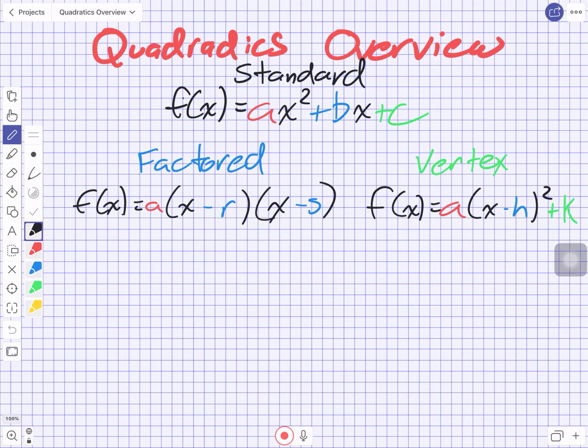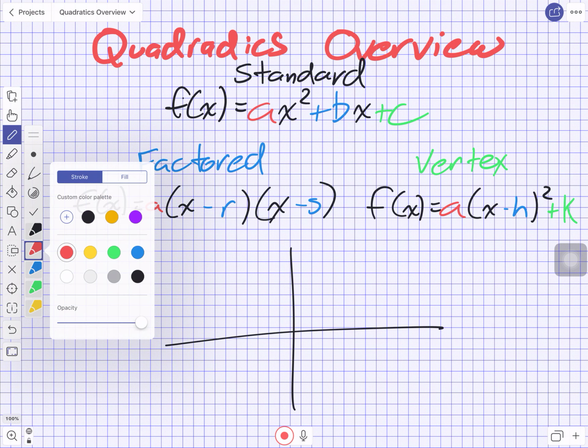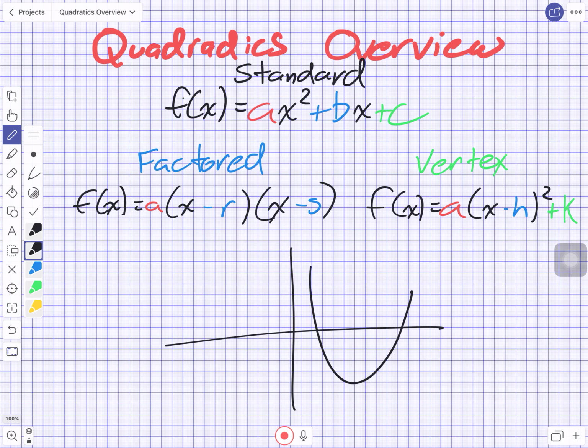So if I were to draw, let's go black for it. There we go. So say we have a quadratic like this. Each of these forms will give us a little bit of information about it. So this point here is your y-intercept. This value, the c, the constant in the standard form, will tell you what the y-intercept is. You can literally look at that and plot that point. That's very helpful.